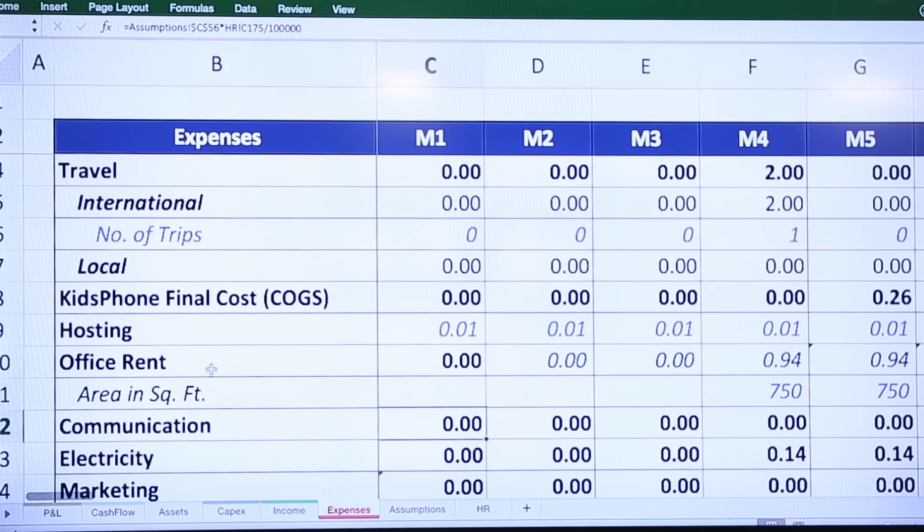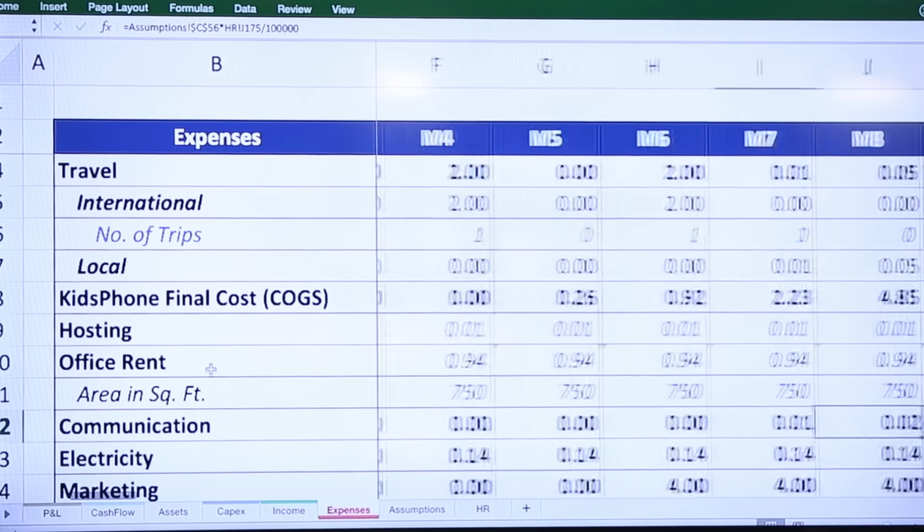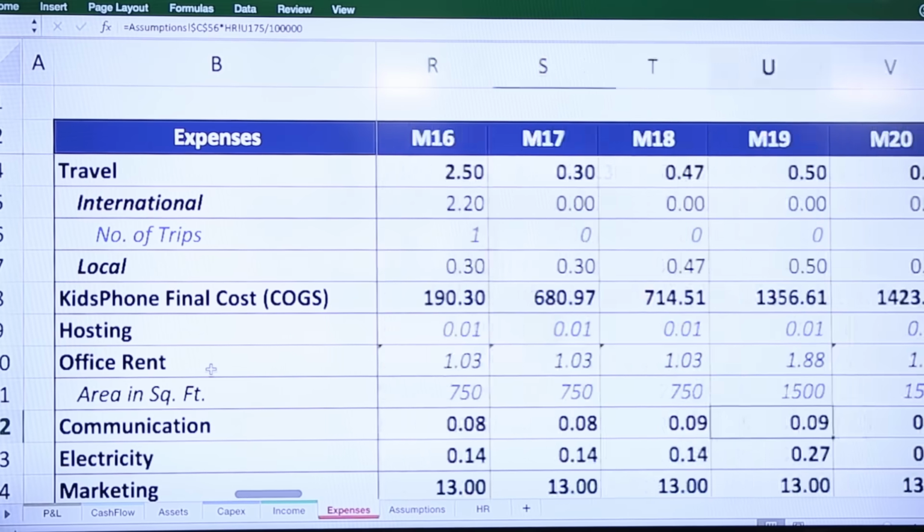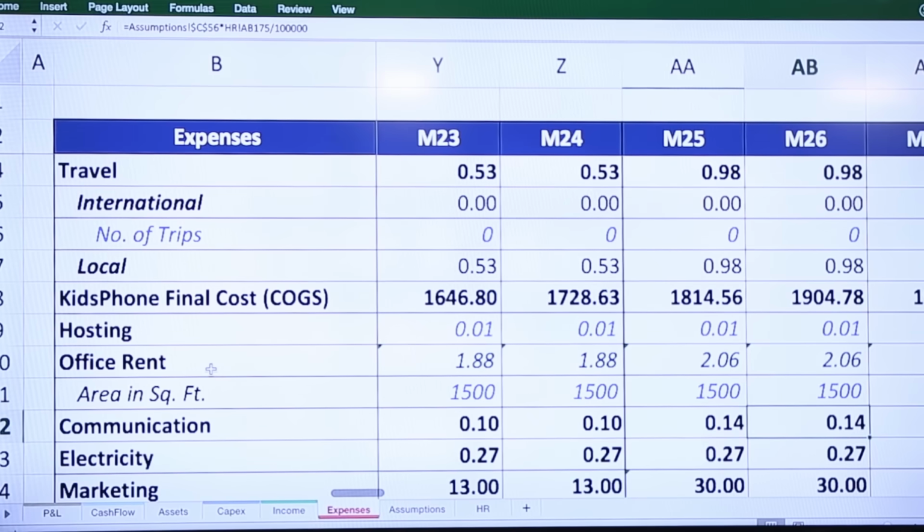Communication. What was decided? What was the assumption we had taken? 500 rupees per employee. Right? So depending on the number of employees, this is my communication cost coming. Their mobile bill, their internet, their telephone, whatever it is, take 500 rupees expense per person. Electric bill. Remember we had taken how much? 18 rupees per square foot in the assumption. Okay. Multiply by the area we have taken, 750. So my electric bill of 14,000 rupees has come.